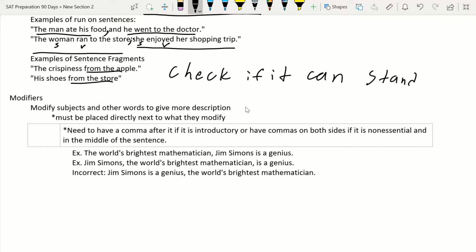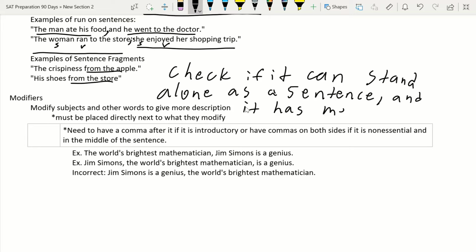And the way to check that is to check if it can stand alone as a sentence, right? So subject and a verb. And, right, this is important, and it has meaning. So it means that there's a clear idea behind it. If there's no clear idea behind it and you need to borrow from another sentence to give it meaning, then that would be a sentence fragment, right? So, and it has meaning.